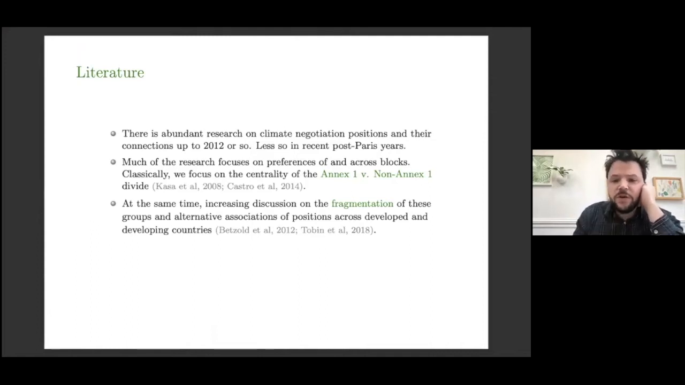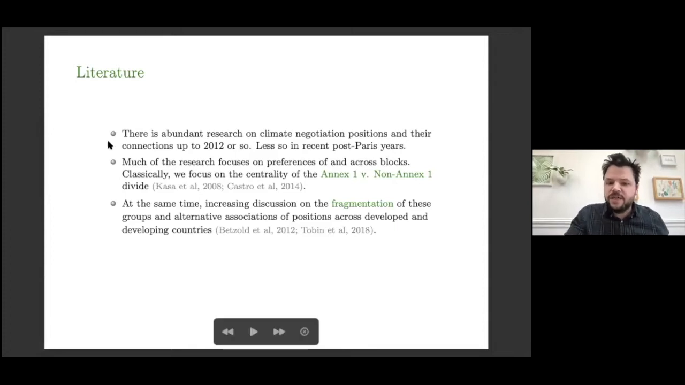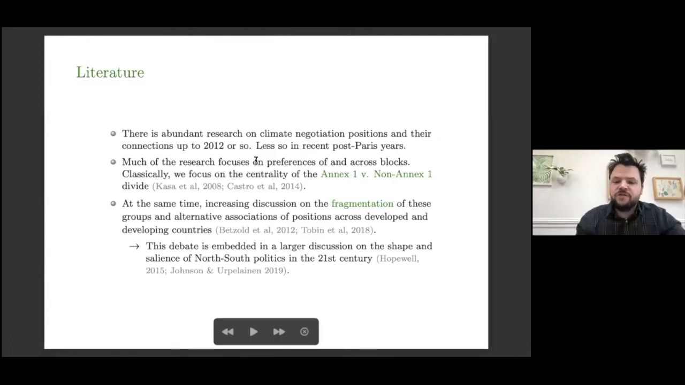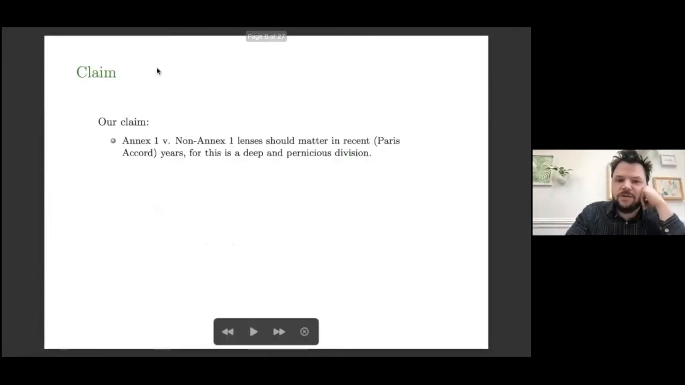So, even though we know that there's a big difference between developed and developing countries, between Annex 1 and non-Annex 1 countries, what are the divisions within these groups? Or is there homogeneity within the Annex 1 group and similar amounts of homogeneity among the non-Annex 1 group? Where there's fragmentation and where there's cohesion within these groups, and especially the party groupings which we look to later. So this debate is embedded in larger discussions about hierarchy and heterogeneity across international politics. There's the North-South divide, but there's a lot of heterogeneity across each divide.